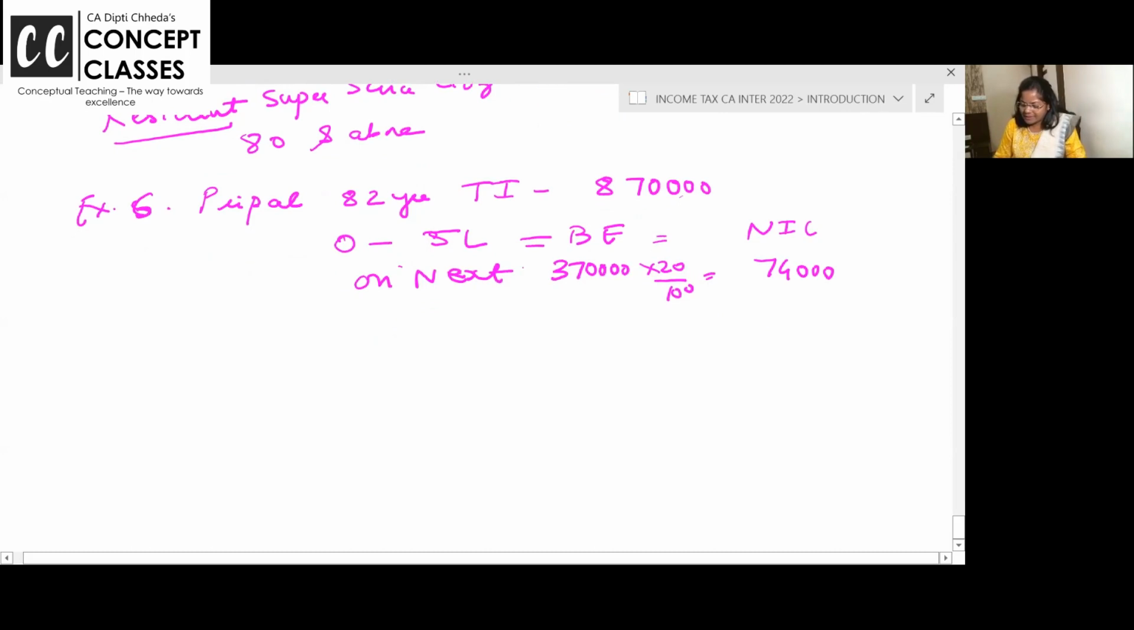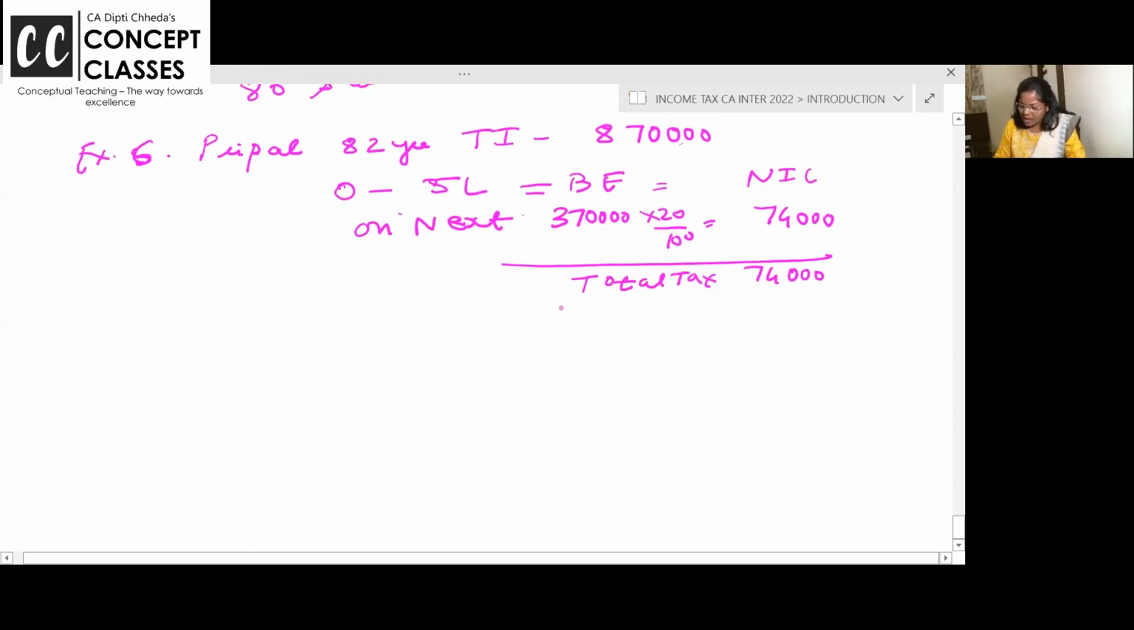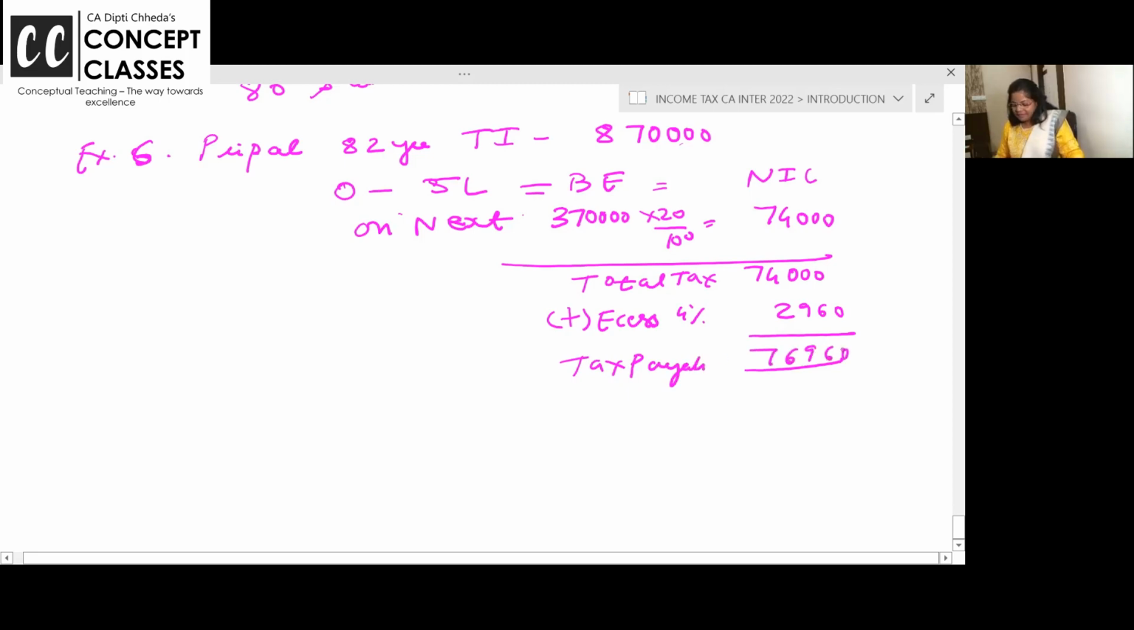74,000. That's it. What is the total tax? 74,000. How much should we add as ESS in that? 4%. 2,960. So what is the tax payable? 76,960.